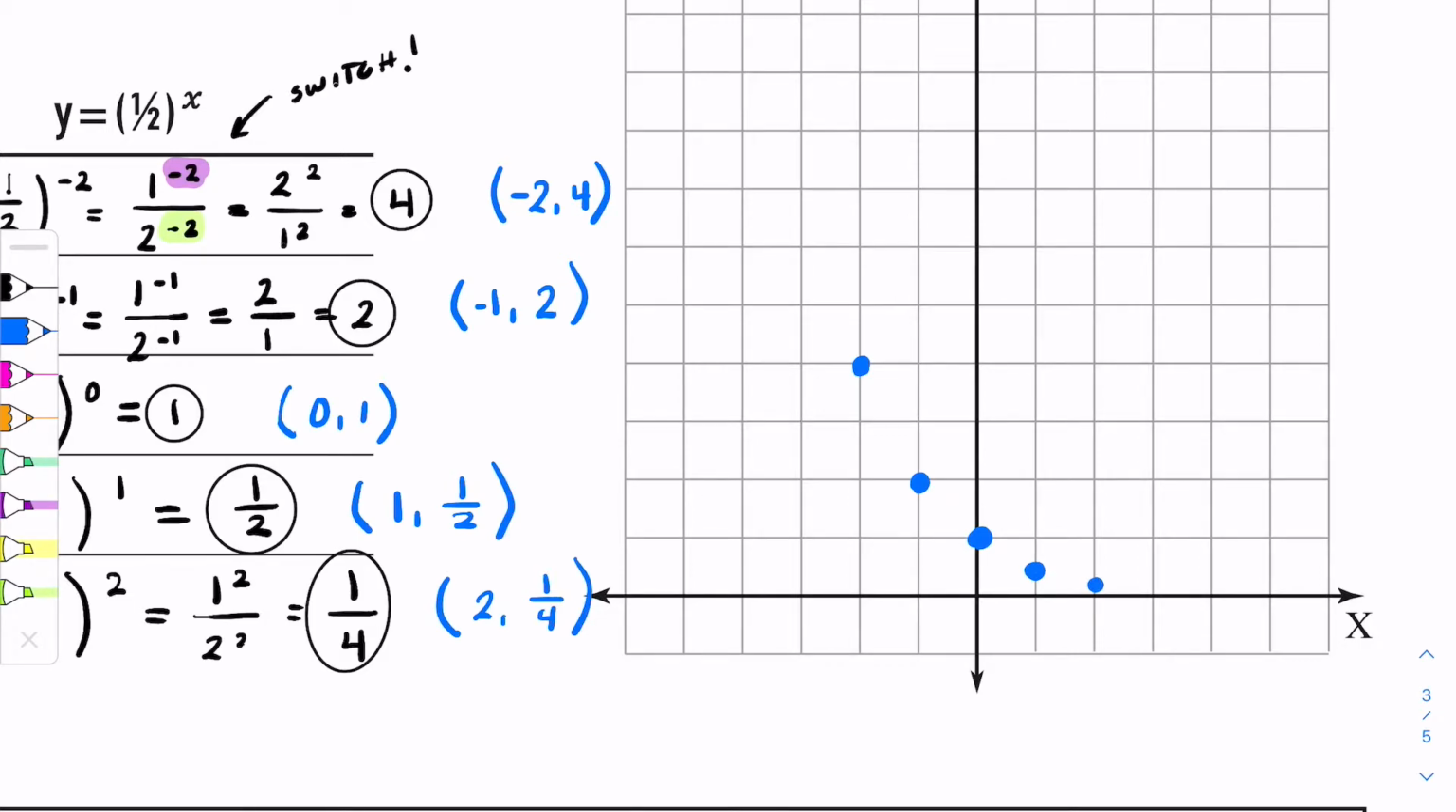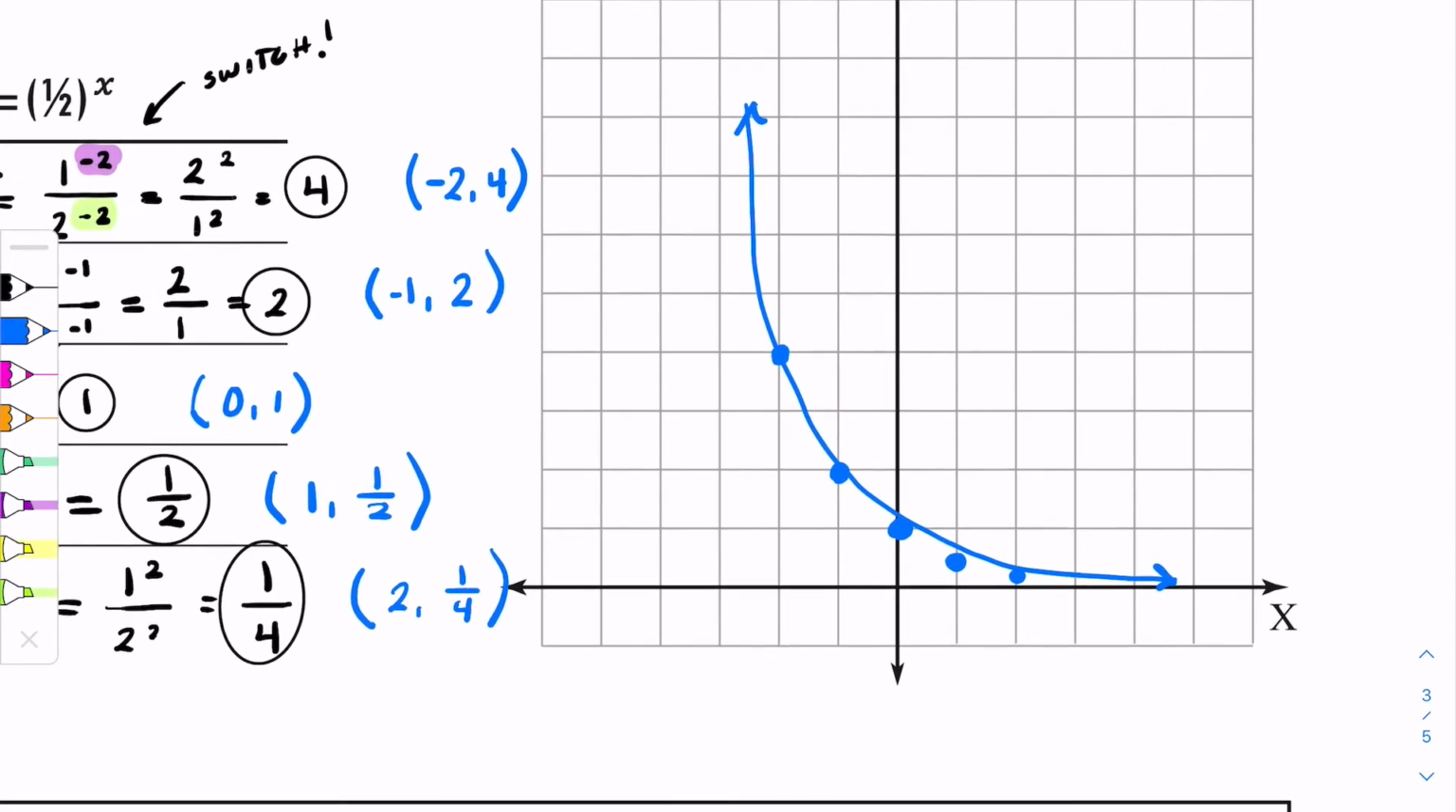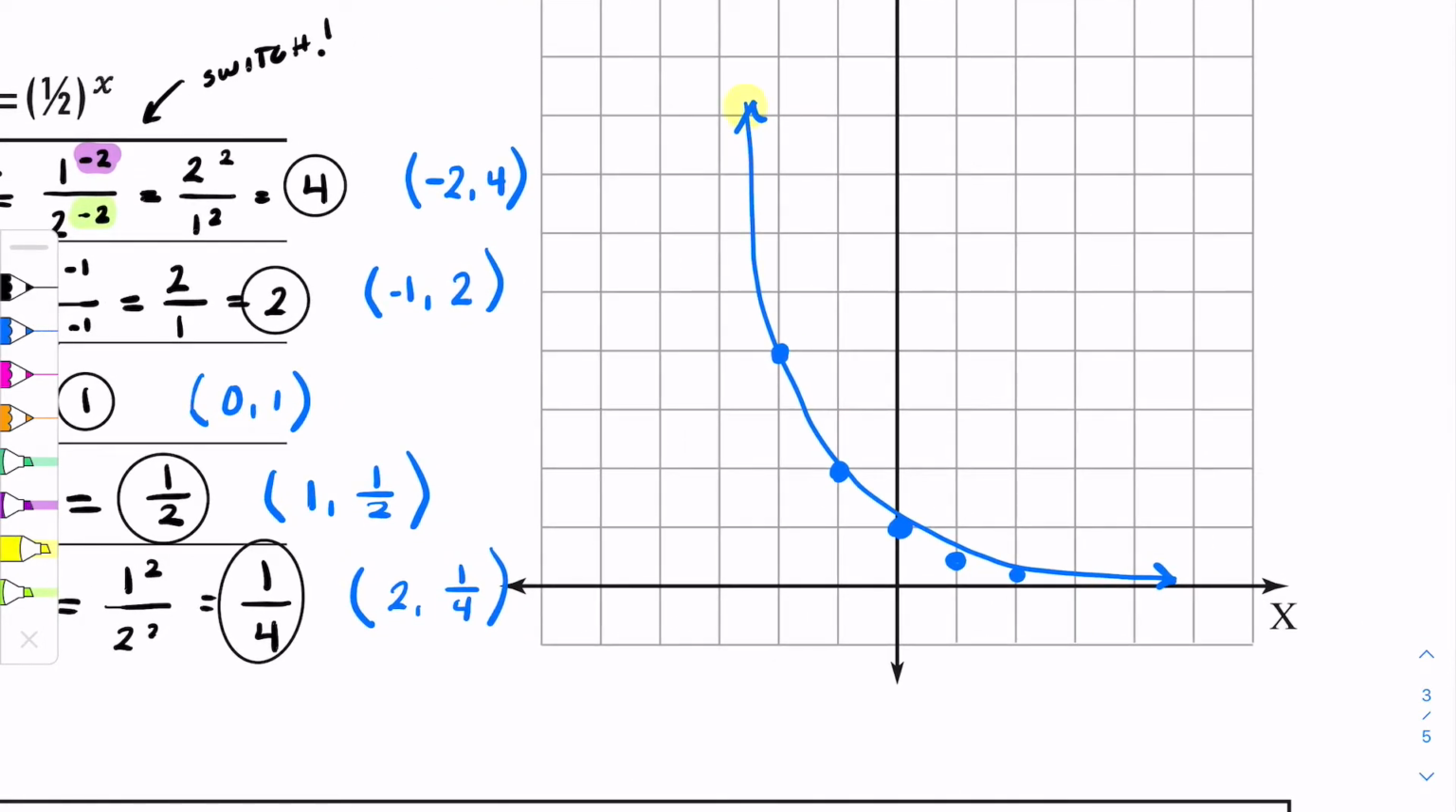So this is close to the same graph that we just graphed for exponential growth, except it looks like it's flipped. It almost appears as if it's reflected. This is what exponential decay looks like. Exponential decay rapidly decreases and then slowly starts to level off. Our horizontal asymptote, the line that the graph never touches or crosses, is still at y equals 0.